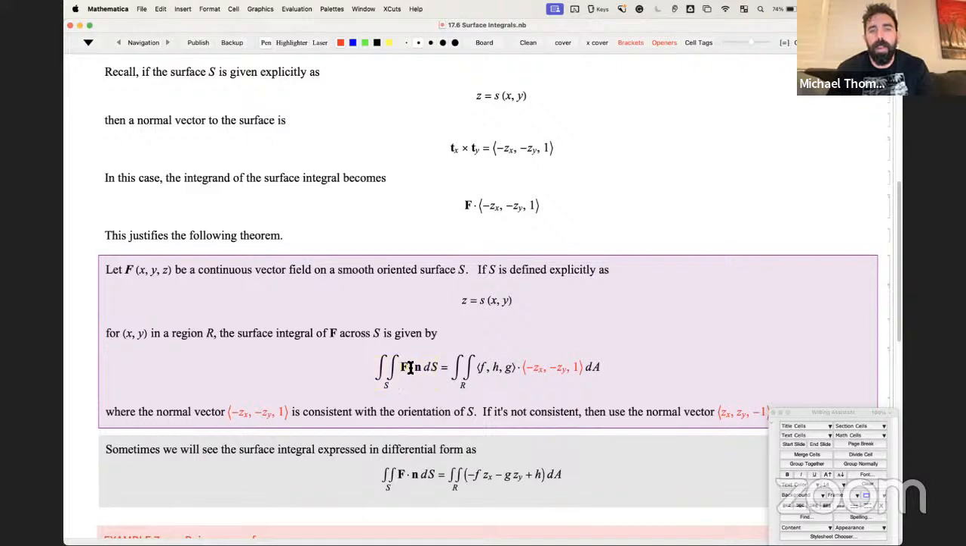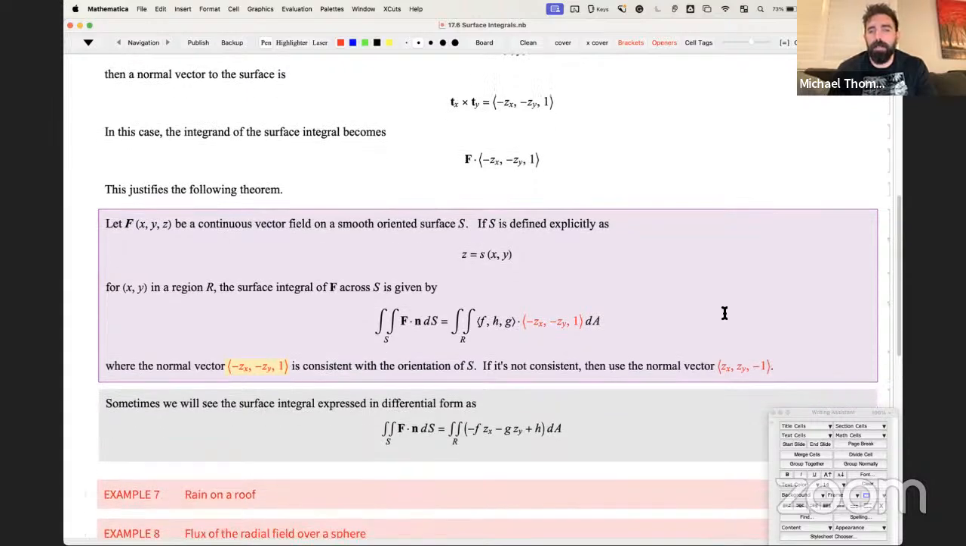And there's your F, your three-dimensional vector field. As I was saying earlier, this is tu cross tv, in this case tx cross ty, which is this guy, so we just plug that in. This assumes that the normal vector n is consistent with the orientation. If it's not, all you have to do is negate it and use this instead. It's one or the other; you just have to make sure everything's consistent.